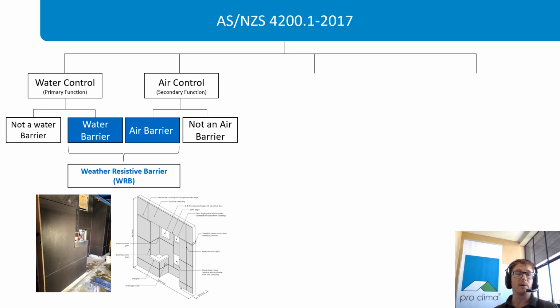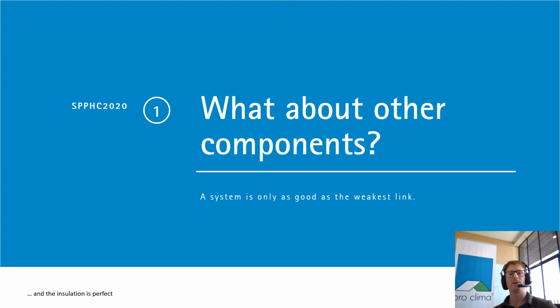So this full-scale weather testing which is undertaken is essentially what you're testing for, and you're testing the effectiveness of that water barrier and the air barrier system to hold out water under wind pressure and make that system weatherproof. So the next question we need to address is, what about other components? And the answer to that is the system is only as good as the weakest link. And so what we're talking about is how the WRB connects into other components within the system, like windows.